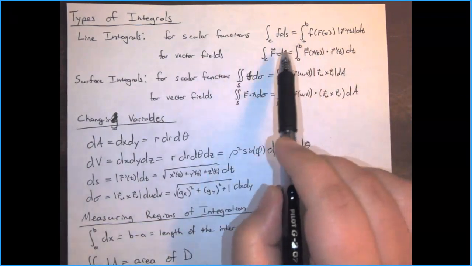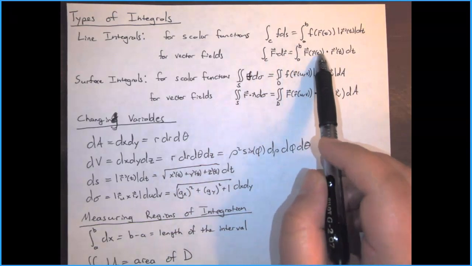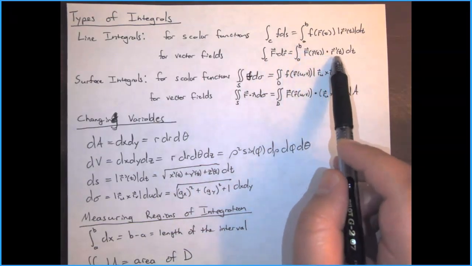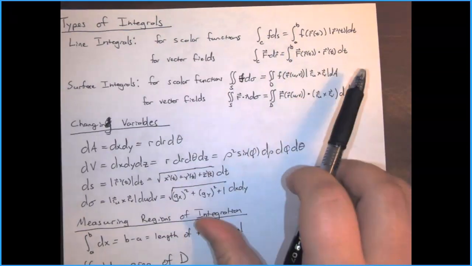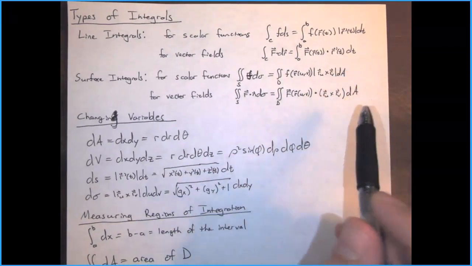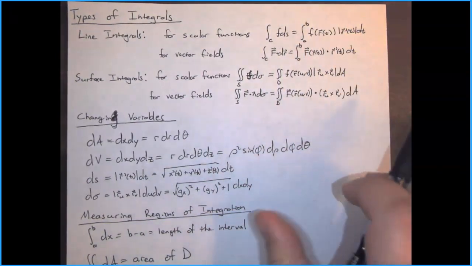When we integrated vector fields over a curve, we needed a parameterization. We plugged that parameterization into our vector field, and we dotted with the derivative of that parameterization. So we didn't need magnitudes here. In both cases, we need bounds for our parameter, and that parameter went from a to b, let's say. That's what we integrated over.